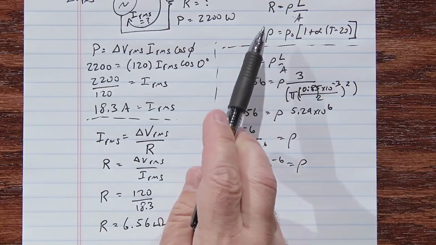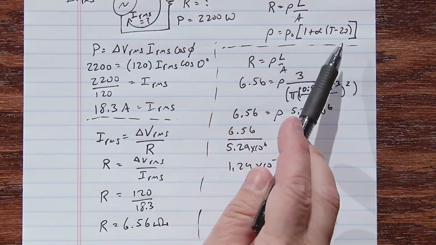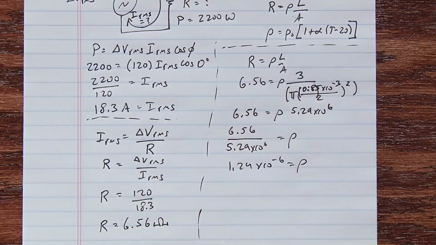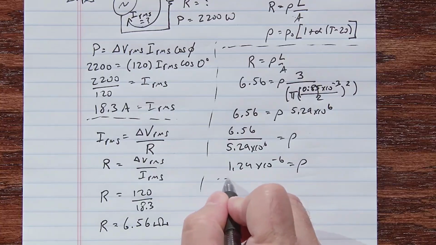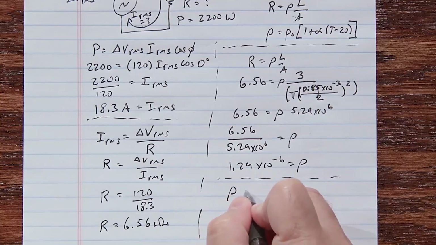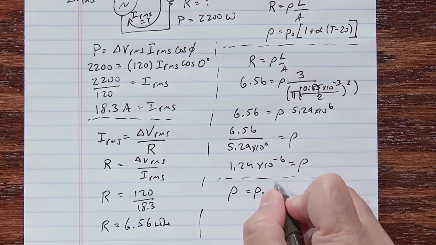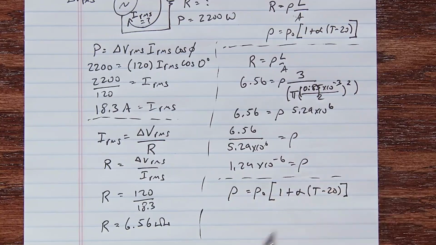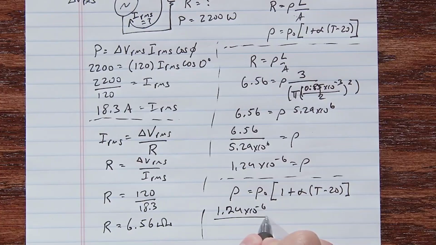Okay, so now that we've figured out the resistivity, we can use this equation right here to figure out the temperature. We know resistivity, resistivity 0, and the temperature coefficient of resistivity. So rho is equal to rho 0 times 1 plus alpha times T minus 20. Let's put in what we know. We have 1.24 times 10 to the minus 6. We're going to divide that by rho 0.